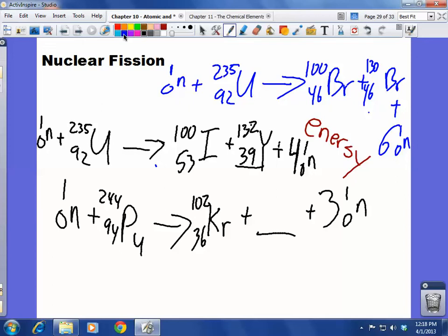Okay. What's your mass number on the left? 245. And on the right to start with, we have 102 plus 3, so 105. So you're right, we're missing 140. Well, what's your atomic number? You start with 94, end with 36. So what's your new atomic number? 58.